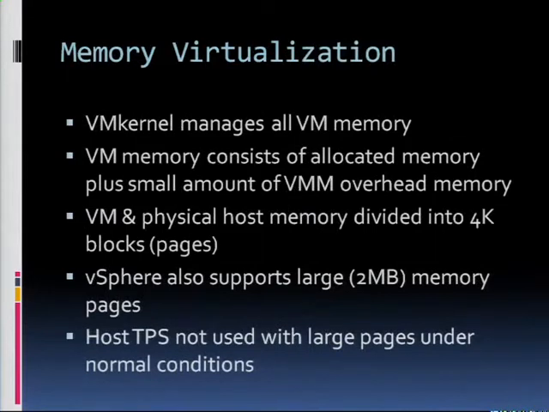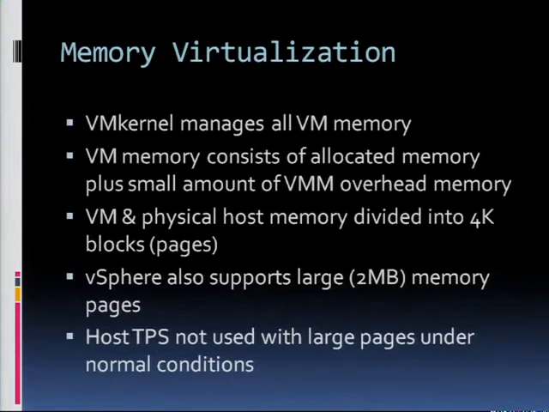Okay, memory virtualization. The VMkernel manages all VM memory. The VM memory consists of the allocated memory, so basically what you assign to the VM. If you assign 4 gig of RAM to a VM, that 4 gig is allocated in the host memory, plus a small amount of VMM overhead memory, which is the extra memory on top of that 4 gig that it needs to handle the virtualization stuff.